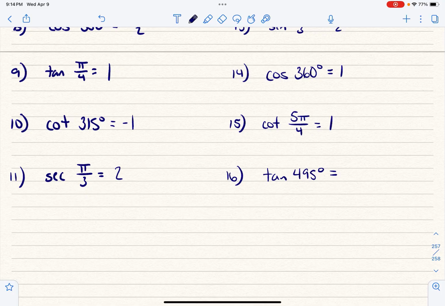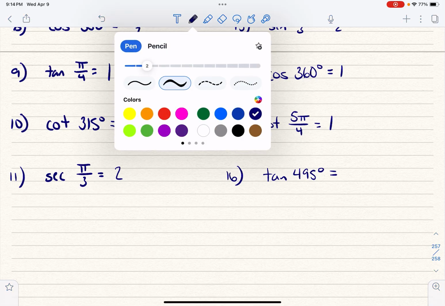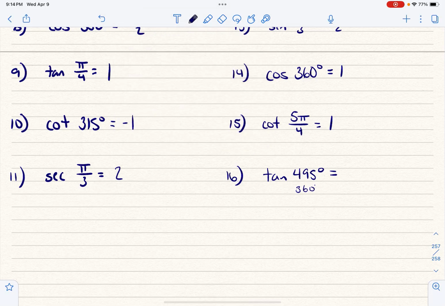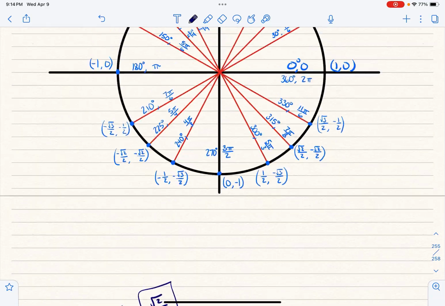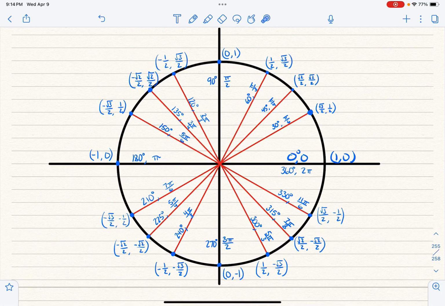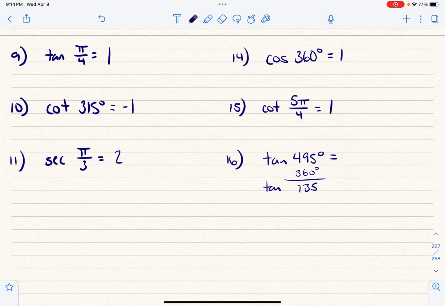Awesome. And lastly, we have tangent of 495. I tried to be a little bit tricky with this one and throw something over 360, but all you have to do is subtract 360 to find a coterminal angle, and that gives me 135. So it's going to be the same as the tangent of 135. Tangent is slope. So let's go to 135. 135 is right here. The slope of that line is -1. So therefore, the tangent of 495 is -1.